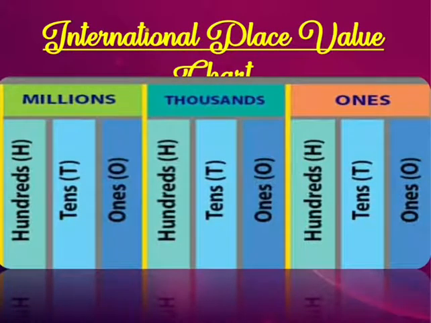Now let's move forward to the international place value chart. Your international place value chart is a bit different from your Indian place value system. Here, each period will contain 3 places. That means your ones period will contain ones, tens, hundred. Your thousand period will also contain ones, tens, hundred. But after this, we will be adding 1,000. So the places will become 1,000, 10,000, 100,000. Similarly, in the millions period also, the same procedure will be followed.